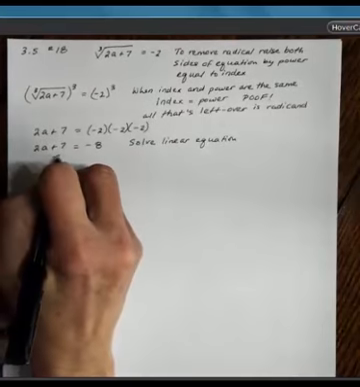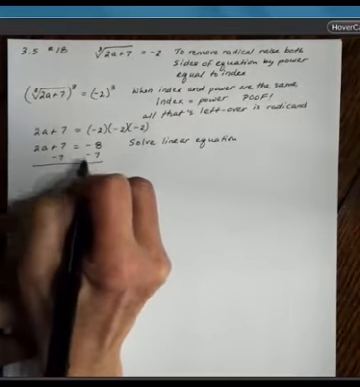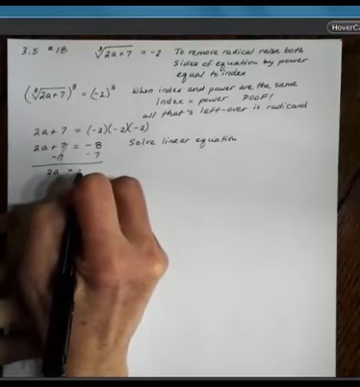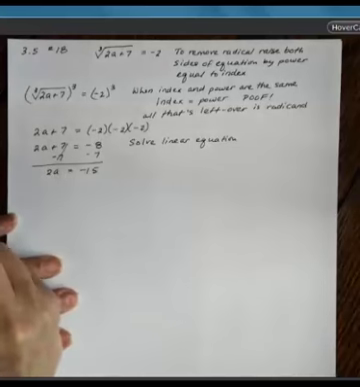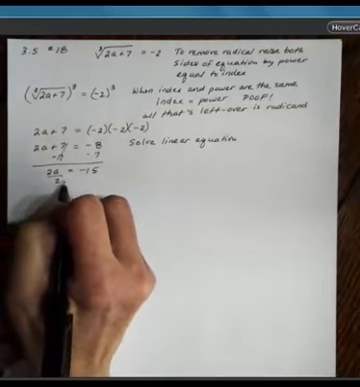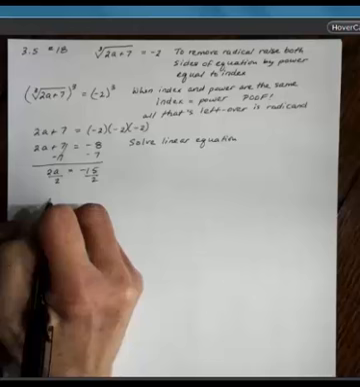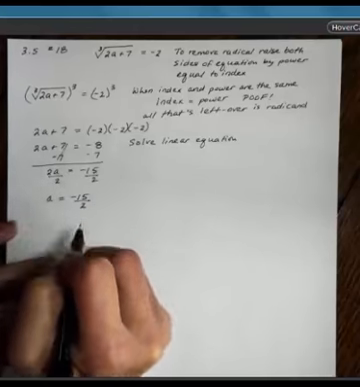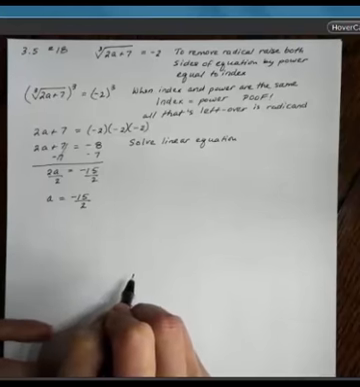We're going to subtract 7 from both sides. I'm left on the left side with 2a. On the right side, I'm left with negative 15. And then I'm going to divide both sides by 2. And we're left with a is equal to negative 15 halves. Now you're not done until you check your answer.